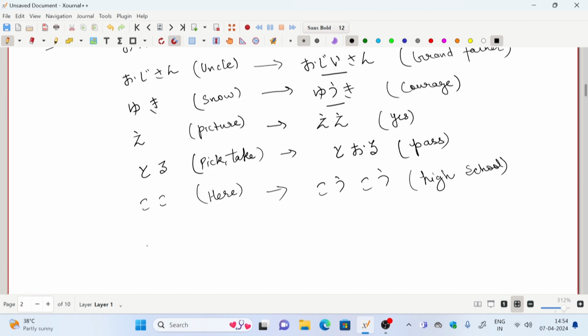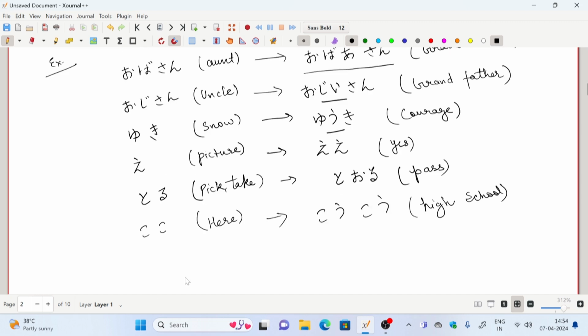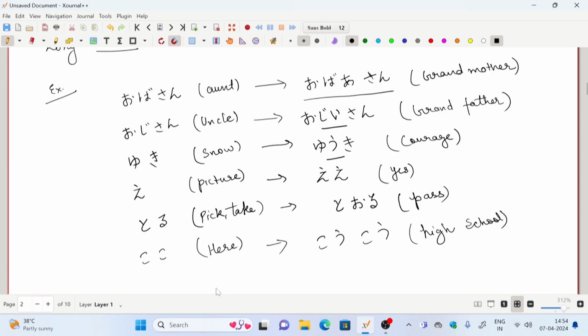So how have we elongated the sounds? Ba has been elongated with a. I sound has been elongated with i. U sound has been elongated with u. E sound has been elongated with e. O sound has been elongated with o, and here also O sound has been elongated with u. So now we have learned how to elongate using vowels to make a long vowel.